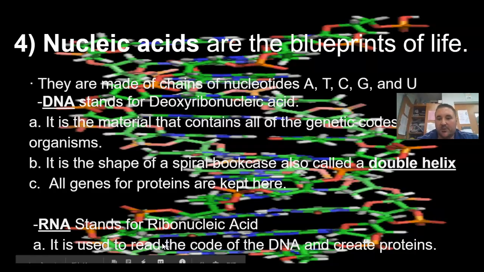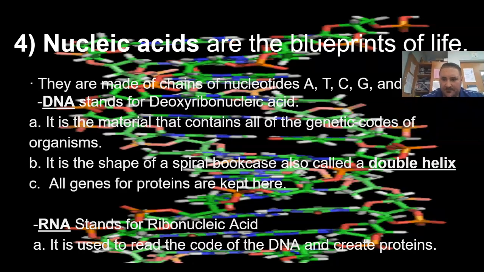Nucleic acids are the blueprints of life. They are made up of chains of A, adenine, T, thymine, C, cytosine, G, guanine, and U, uracil. DNA stands for deoxyribonucleic acid. It is where the genetic code of all living things is. It's very much like the code to your iPad or computer that tells the computer what to do.